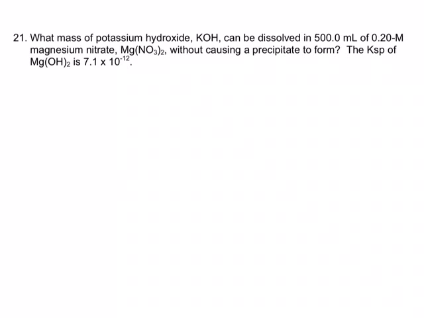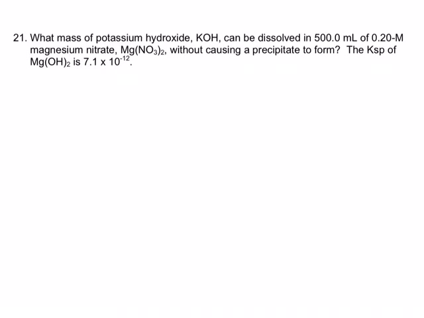Alright, this is the third and final question we'll do in this video lesson. This is question 21 from the supplementary problems, and it's again a slightly different question. We're asked here for the mass of potassium hydroxide, which we could dissolve in 500 mL of 0.2 molar magnesium nitrate without causing a precipitate to form.